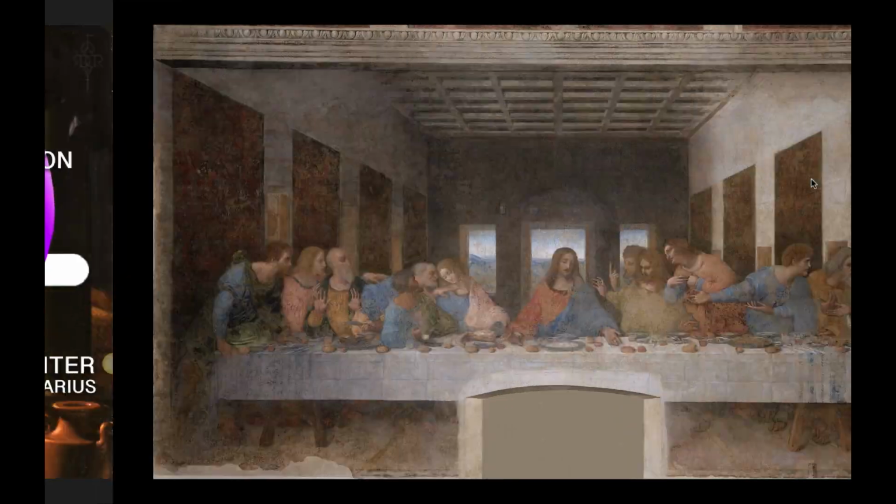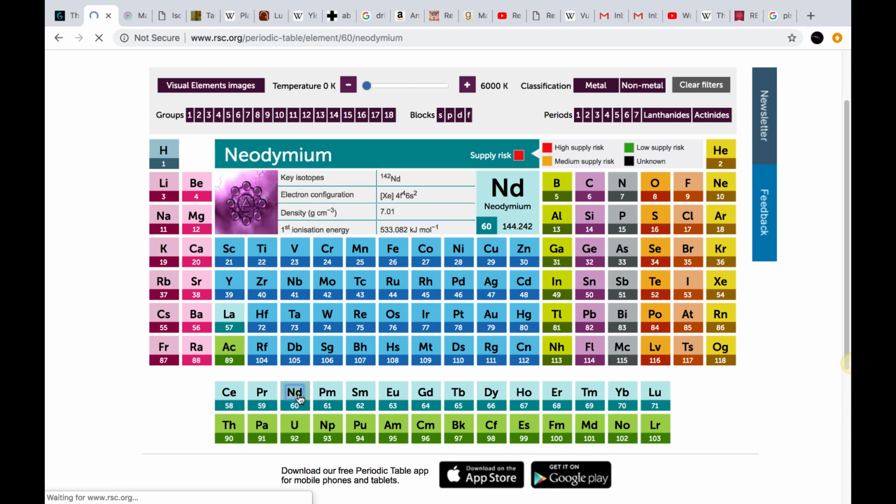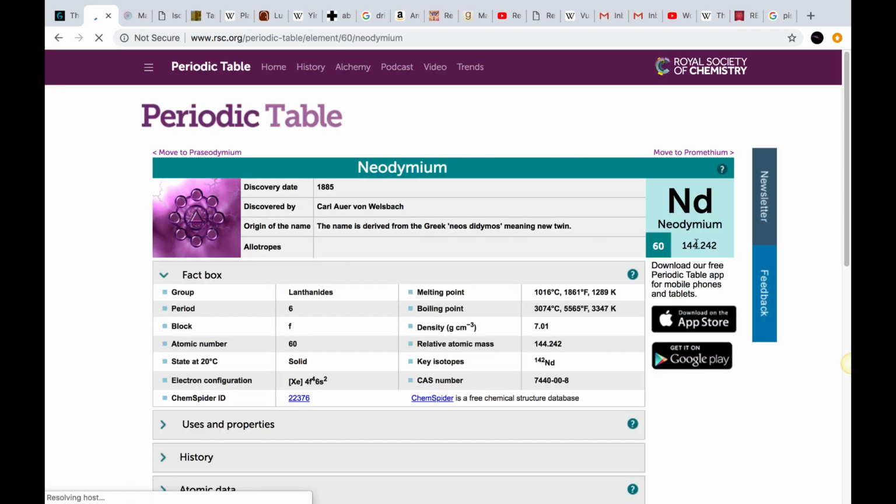The element on the periodic table, just so you know, is number 60. It's neodymium, which has an atomic weight of 144, and it's the 60th element. Keep in mind, Jehovah breaks down to the number 60 in atomic weights. So I believe he has a major role in this element. And of course, if you're wondering why Neo was Neo in the Matrix, it's because of this right here.